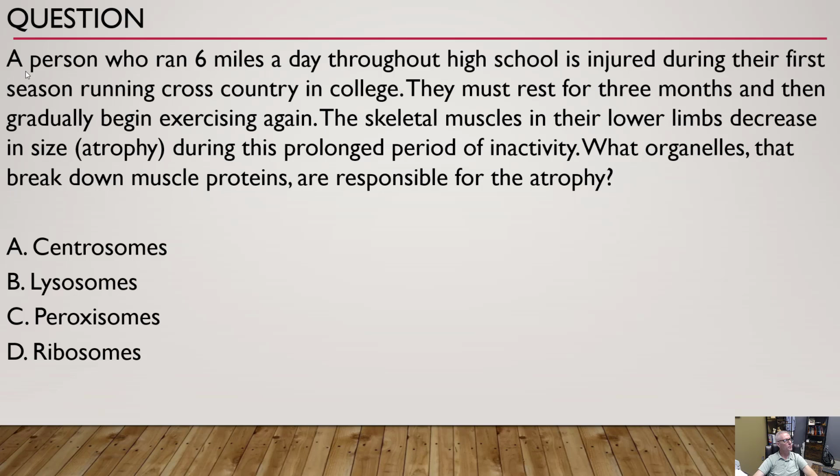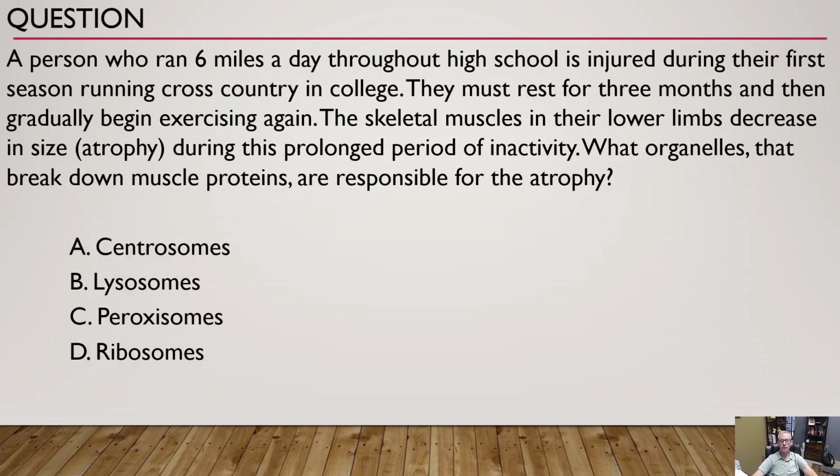All right, a person who ran 6 miles a day throughout high school is injured during their first season running cross country. They must rest for 3 months and then gradually begin exercising again. The skeletal muscles in their lower limbs decrease in size. We call that atrophy. During this prolonged period of inactivity, what organelles that break down muscle proteins are responsible for the atrophy?